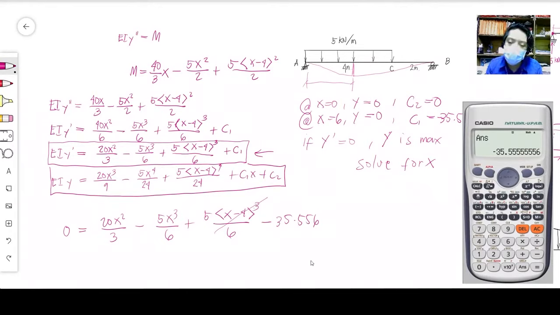Okay, now, solving for the value of x. Let me solve for the value of x: 0 is equal to 20x squared over 3 minus 5x raised to 3 over 6 minus 35.556. Oops. Shift solve. The value is negative 2 point something. Okay, so your x is negative 2 point something. Hala, negative.